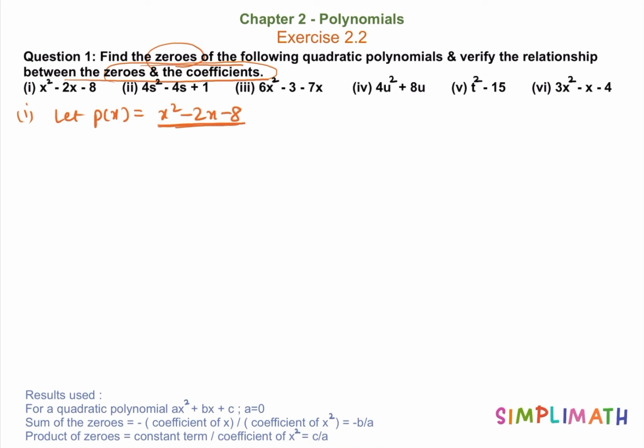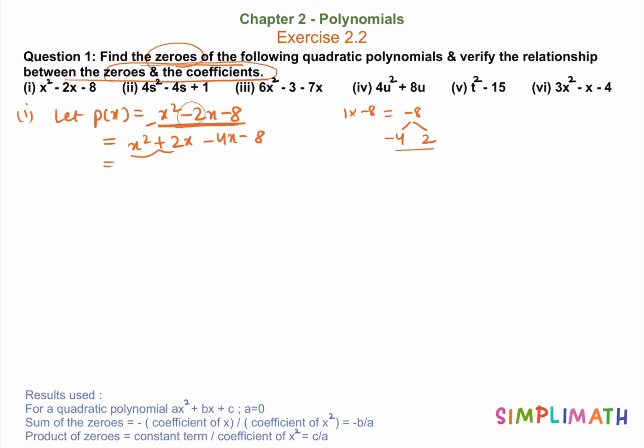So what is the coefficient of x squared? It is 1, and what is the constant term? It's minus 8. How do we factorize minus 8 so that the sum is minus 2? We can write it as minus 4 into 2, and minus 4 plus 2 gives us minus 2. Okay, so let us write here x square plus 2x minus 4x minus 8.